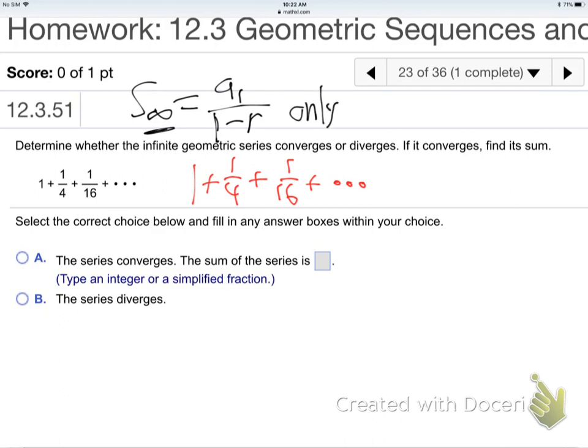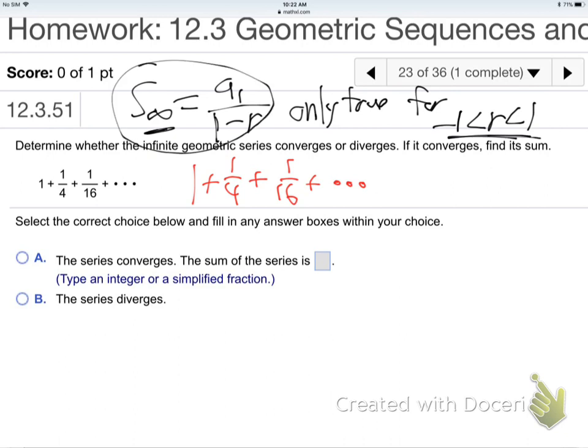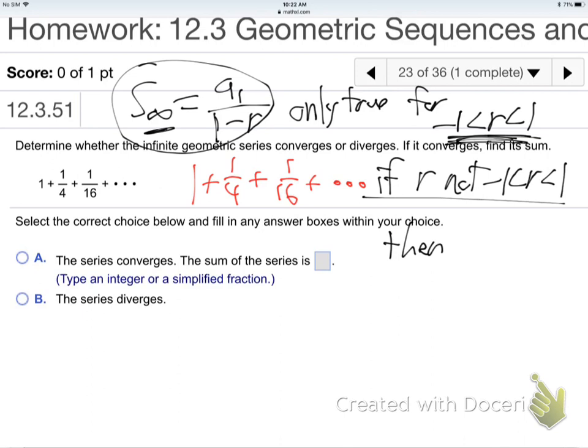But this is only usable, it's only true for r between negative 1 and positive 1. So whenever you're about to use this formula, you first have to verify that r is really between negative 1 and positive 1. If r is not between negative 1 and positive 1, then we say the series diverges, or the sum diverges, meaning it takes off to infinity. It doesn't have a finite sum. It's divergent. All right, so what does that mean?